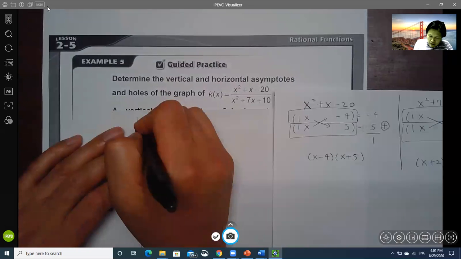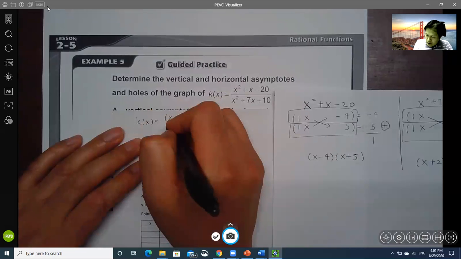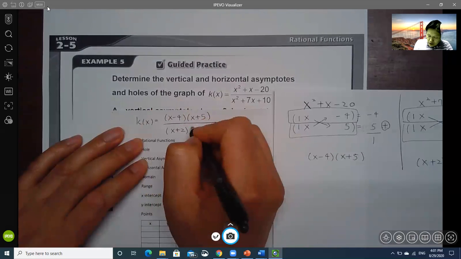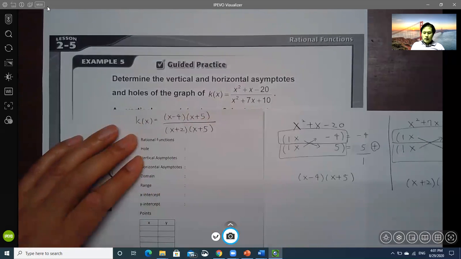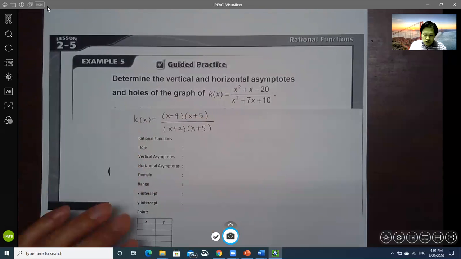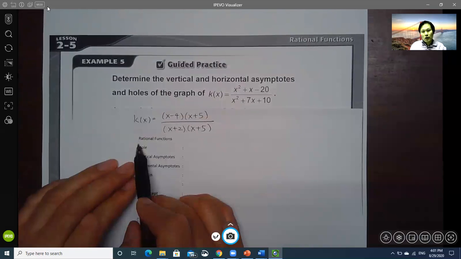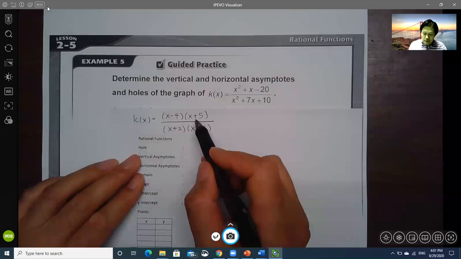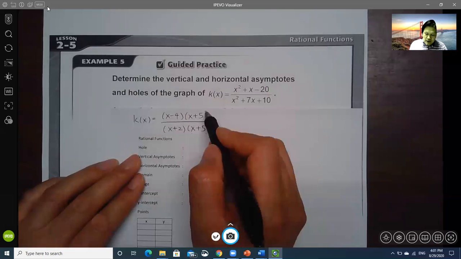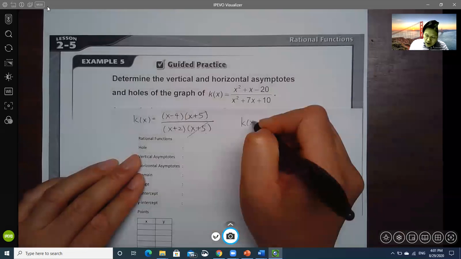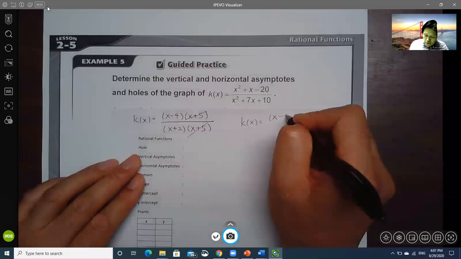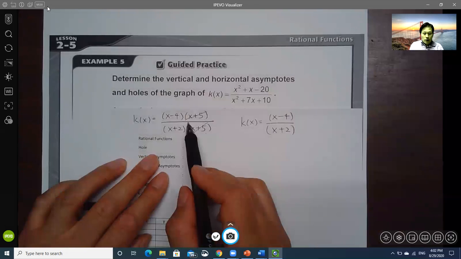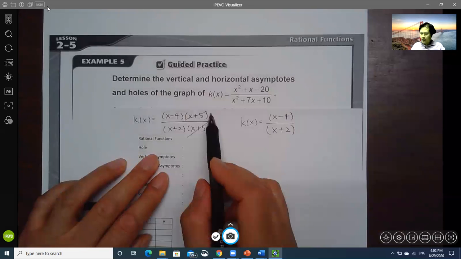So k of x is x minus 4 times x plus 5 all over x plus 2, x plus 5. Okay, so if you look at it, you're supposed to check for the hole first. How do I find the hole? Do you see x plus 5, x plus 5? We get to cancel them out. So k of x, we can simplify to x minus 4 over x plus 2. So the hole happens for the expression they canceled out, x plus 5.